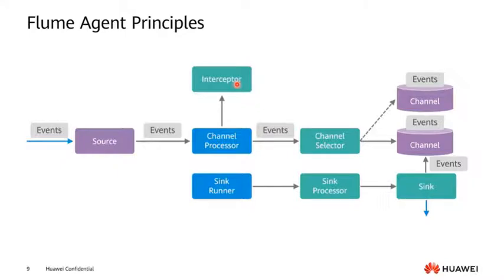Moreover, multiple interceptors can be customized to implement multiple filtering. After interception, the correct events are selected by the channel selector and distributed into different channels. In this step, some configurations can also be specified for maximum usage of channels. As for sink, here we have sink runner, which is used to drive sink processor, and sink processor drives a sink to obtain data from a channel.